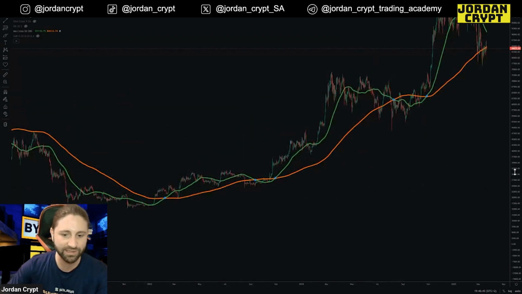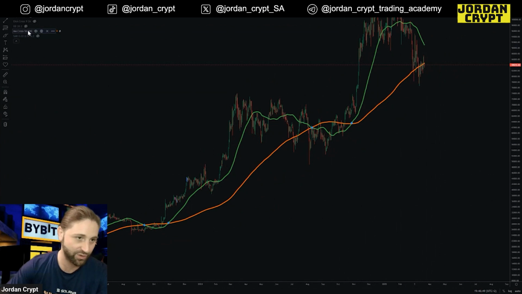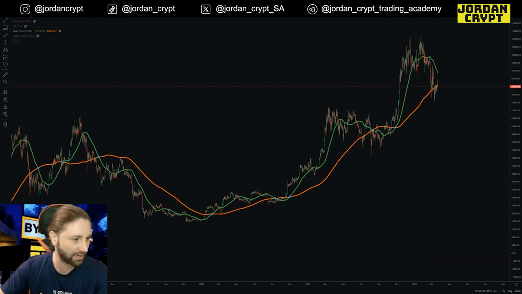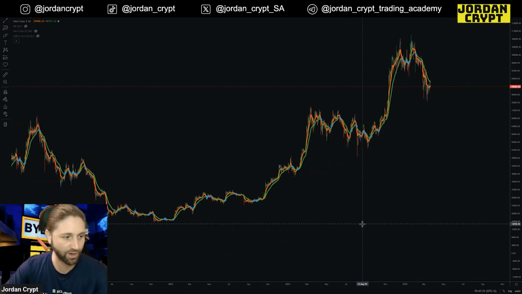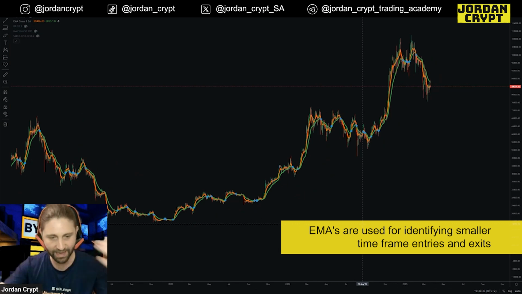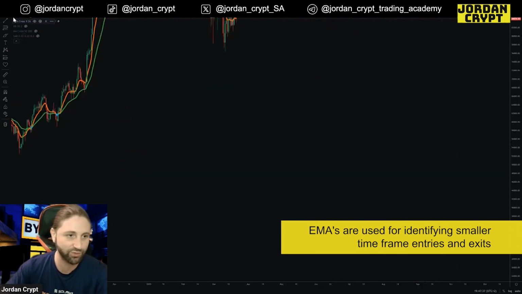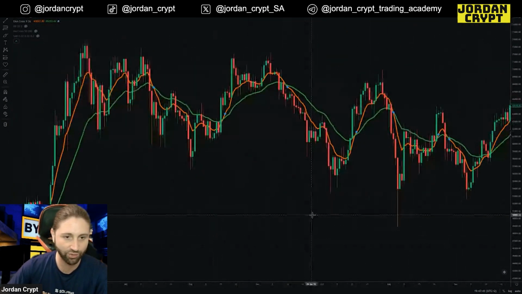I like to keep it simple with my simple moving averages, and I like to stick to the 50 over the 200. Now we're going to talk a little bit about the exponential moving averages. So as I said, these are more for your entries and your exit points as opposed to larger trend. So we can see here that this is useful to actually scalp with and find your trends.